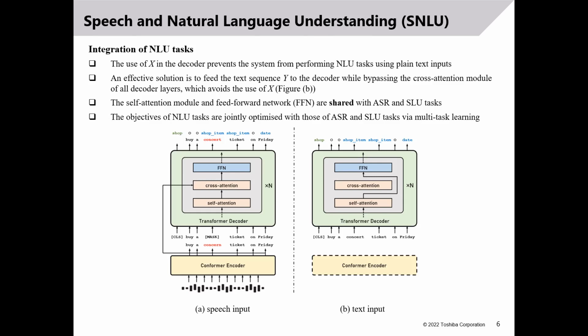Simultaneously, the self-attention module and the feed-forward network at each decoder layer are kept active, and they are shared with the ASR and SLU tasks, so that we don't have any redundant parameters. Everything is shared among all of the tasks. During training, the loss function of the NLU task is interpolated with that of the ASR and SLU tasks through multitask learning. So by the end, this framework will be able to handle ASR, SLU, and NLU tasks altogether in a unified architecture.